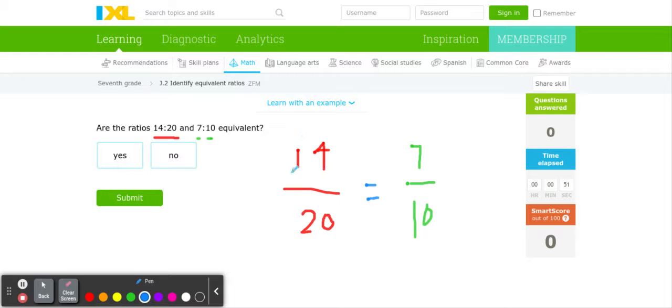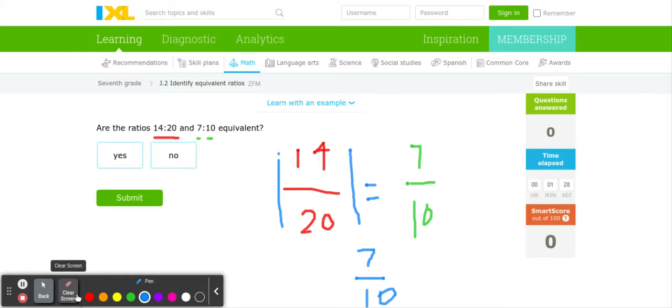The first way is that we can see that this fraction right here is not simplified and can be simplified. We can simplify this fraction by dividing both the numerator and the denominator by 2. If we do 14 divided by 2, we'll get 7, and if we do 20 divided by 2, we'll get 10. That way we can see that 7/10 is equal to 14 over 20.